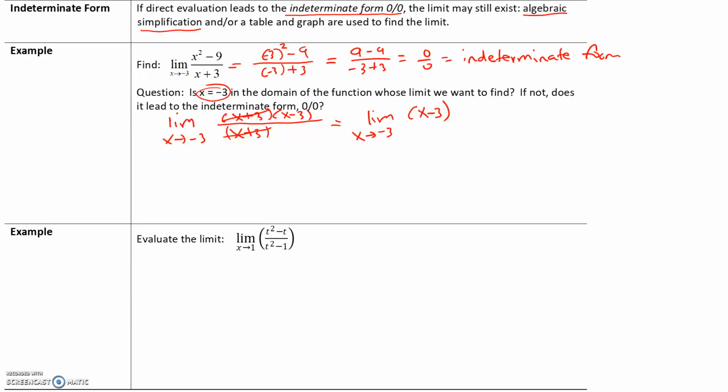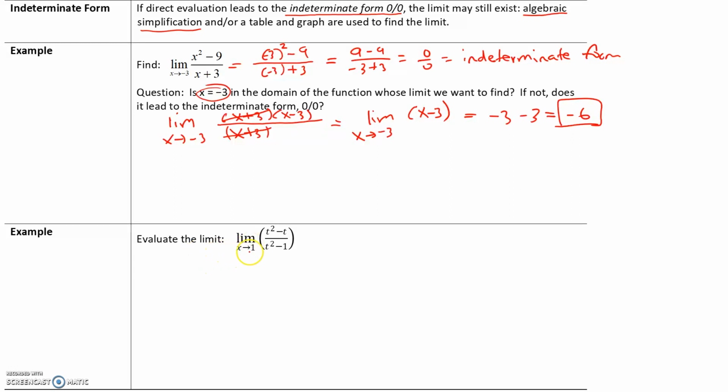Now let's plug in -3. We get -3 minus 3, which is -6. Now we get a value that's not an indeterminate form. So the limit as x approaches -3 of x squared minus 9 over x plus 3 is equal to -6. Okay, let's try another one.